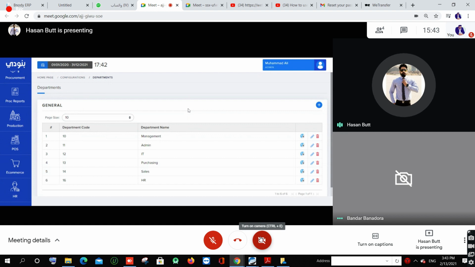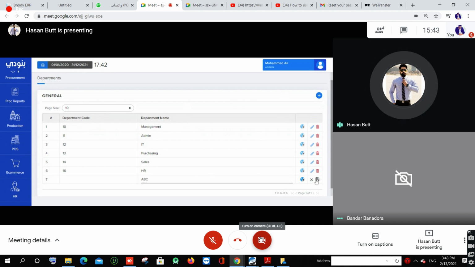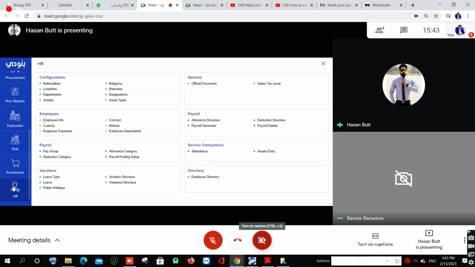And departments, as you know, most of the companies have different departments. Some of the departments are the management department, some the admin department, which is the administration department. Some of the departments are the IT department, some the purchasing, some the sales, some the HR, and many of them can be departments of one company. All right, you can add any department by your own decision. It is easy to add your own desired department name. Okay. And after the departments, you can also add the designations.